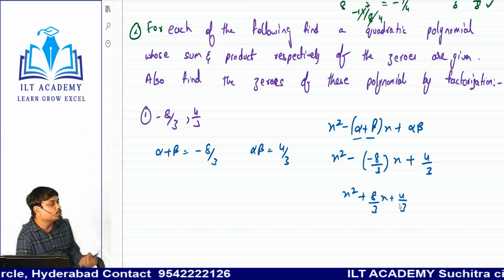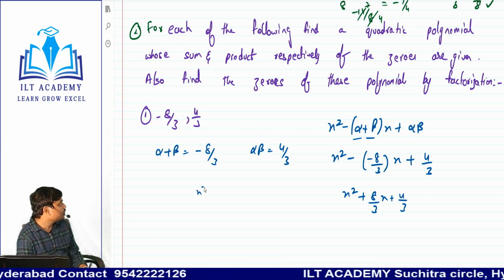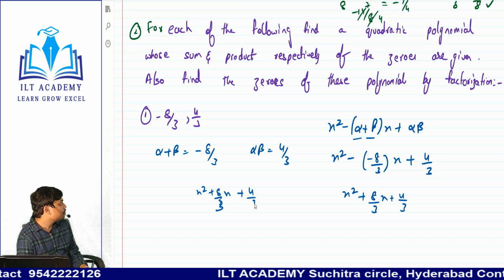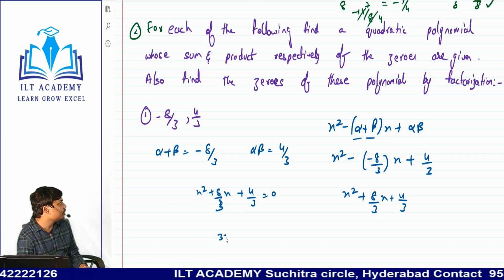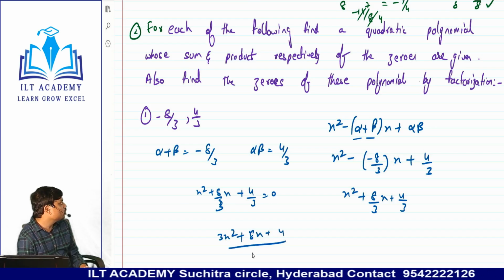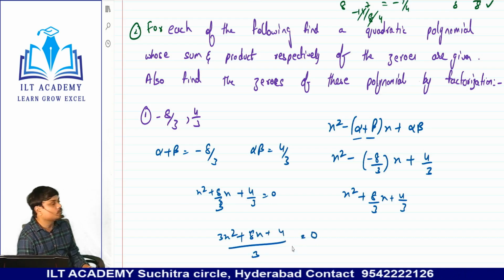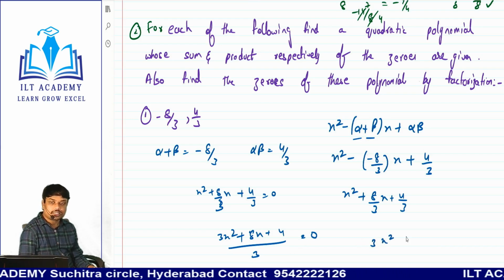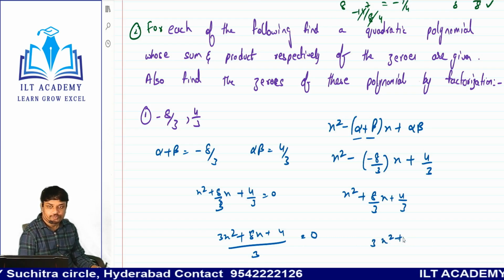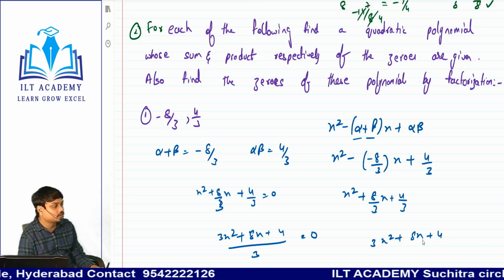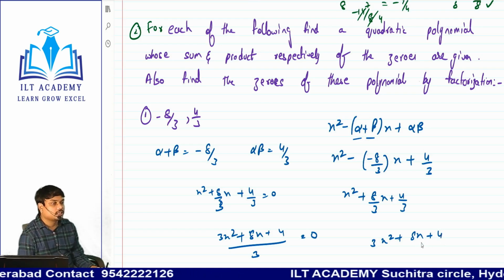If you want to do more, what you can do is x square plus 8 by 3 x plus 4 by 3 is equal to 0. So what you can do? 3x square plus 8x plus 4, whole by 3 is equal to 0. We can take LCM and send this side. So it will become what? 3x square plus 8x plus 4. Any doubts here? Understood?